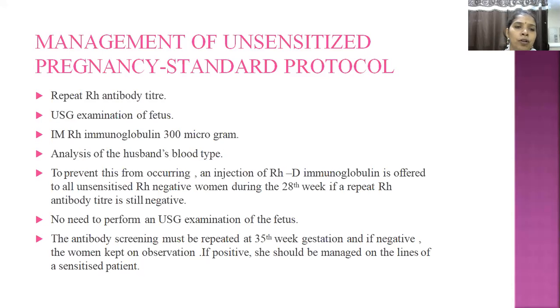To prevent this from occurring, an injection of anti-D immunoglobulin is offered to all unsensitized Rh negative women at the 28th week if a repeat Rh antibody titer is still negative. There is no need to perform an ultrasound examination of the fetus. The antibody screening must be repeated at the 35th week of gestation, and if negative, the woman is kept under observation. If it is positive, she should be managed on the lines of a sensitized patient.